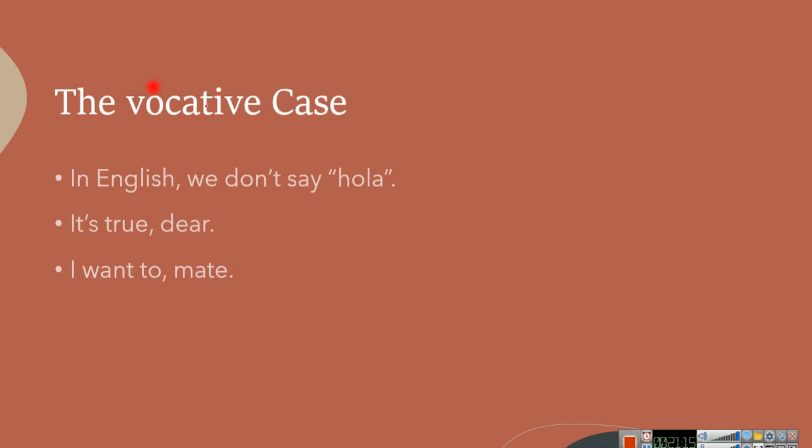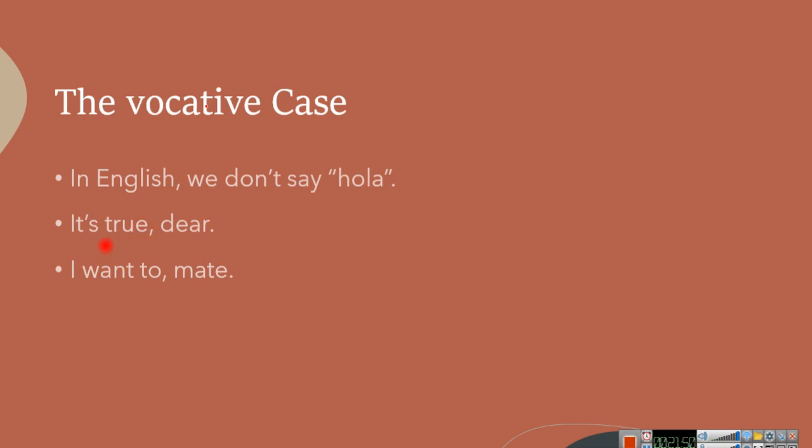The vocative case. I have another example here because I want to highlight its importance. In English, comma, we don't say hola. Notice that now we're talking not only about subjects as if they were people, but as if they were abstractions as well. That means topics like English, geography, economics, and so on. In English, this is the subject, comma, we don't say hola.